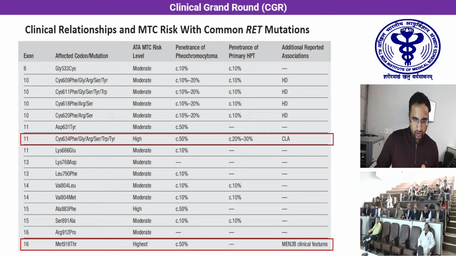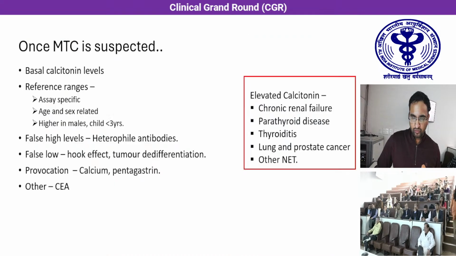So the highest risk of medullary thyroid carcinoma was seen in the mutation at exon 16, codon 918, with 50% having penetrance of pheochromocytoma. And the high risk mutation was codon 634 at exon 11, where the penetrance of pheochromocytoma was seen in 50% of patients, and penetrance of primary hyperparathyroidism is seen in 20 to 30% of patients.